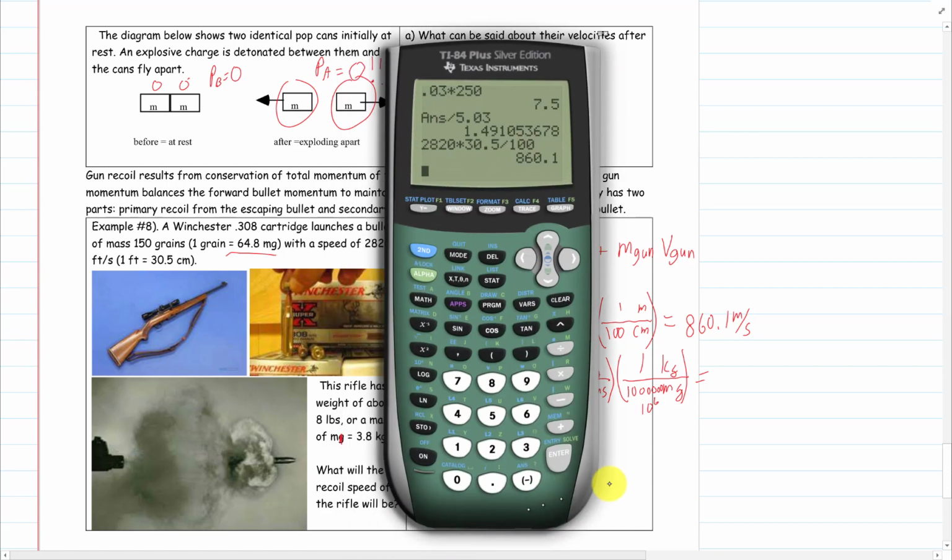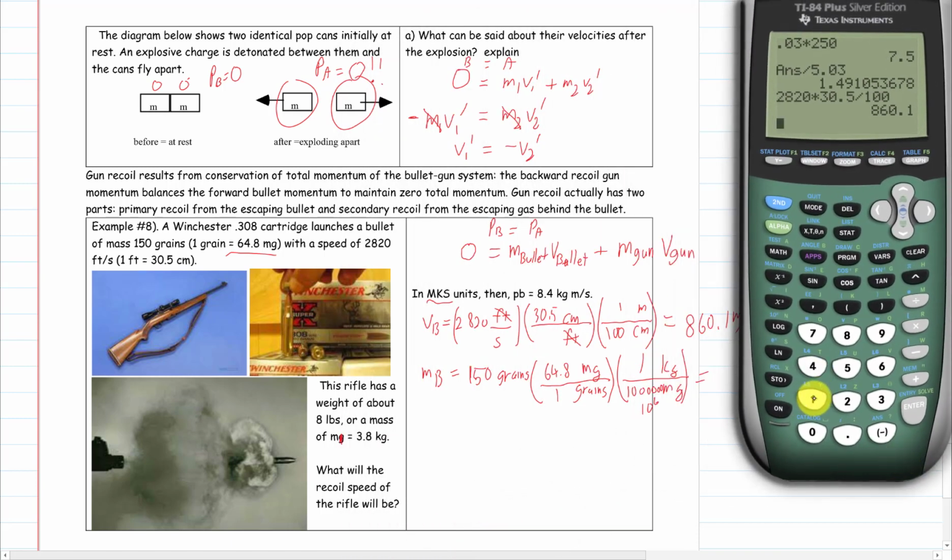So let's pull up the old calculator and get the mass of that. That's 150 times 64.8 divided by 1e to the 6, 1,000,000. So it's about 9 grams. You need about 100 of them to make a kilogram. So the mass of that is 0.00972 kg.